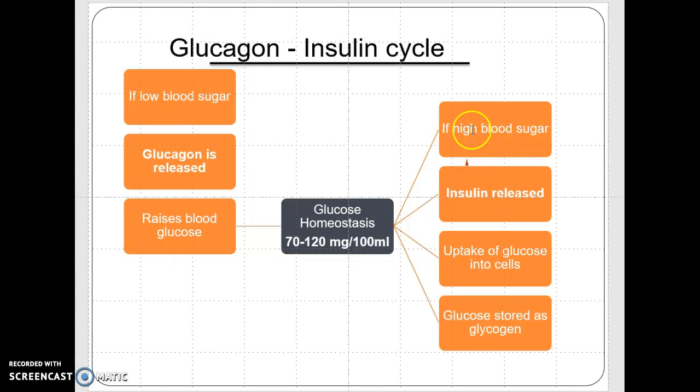But if we have a lot of blood sugar, if we've just eaten a candy bar or eaten a meal, then we need to take that blood sugar and store it somewhere. So insulin does just the opposite of glucagon, and it stores the glucose in cells or in the liver, or it turns it into fat. So that's part of what the endocrine system is important for.